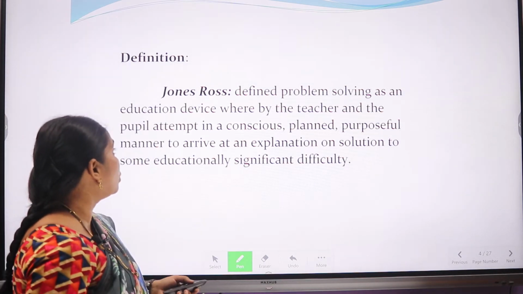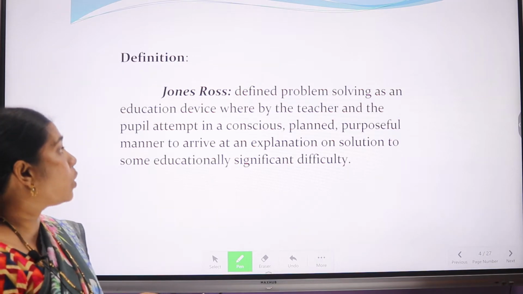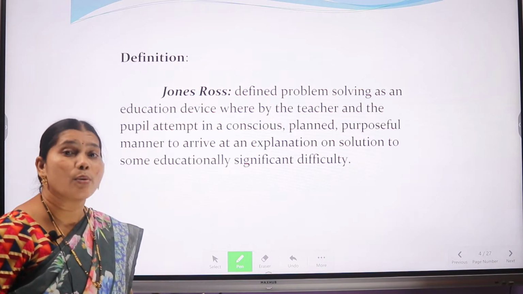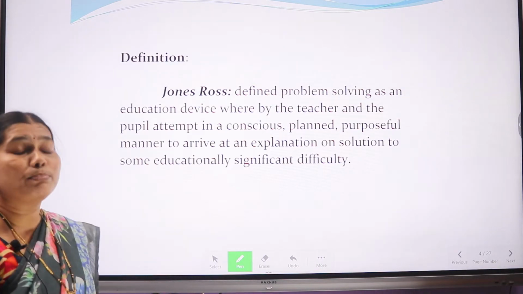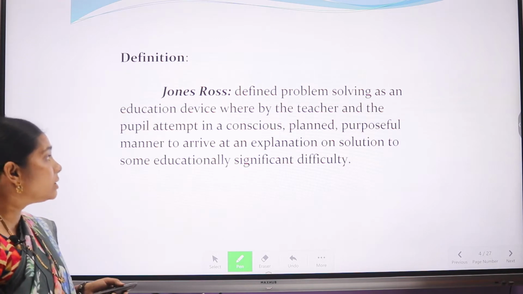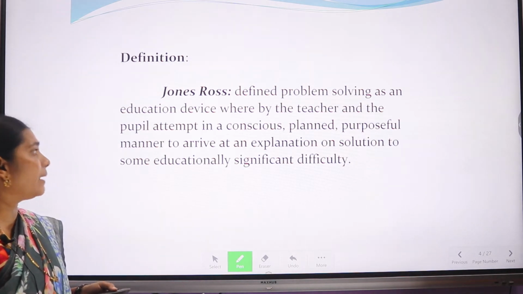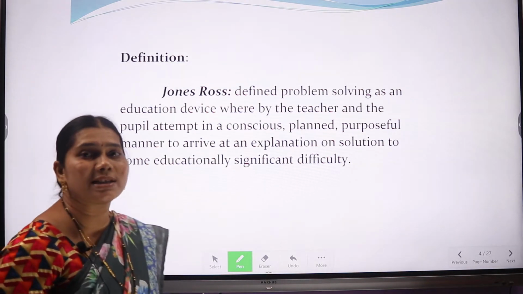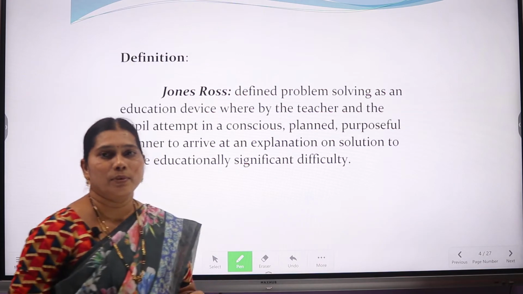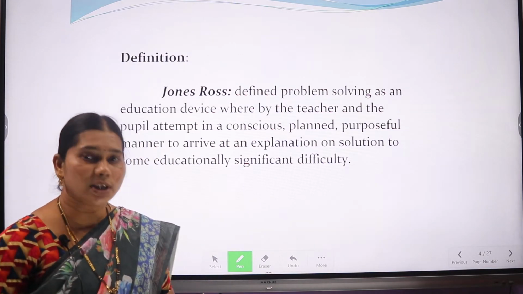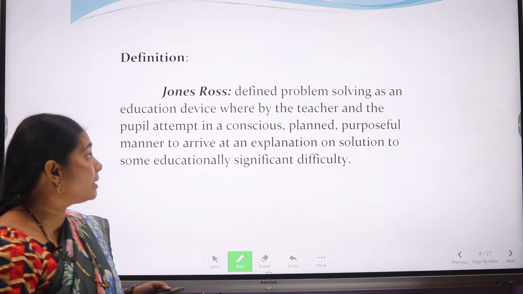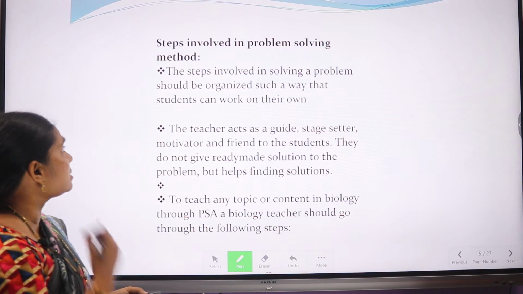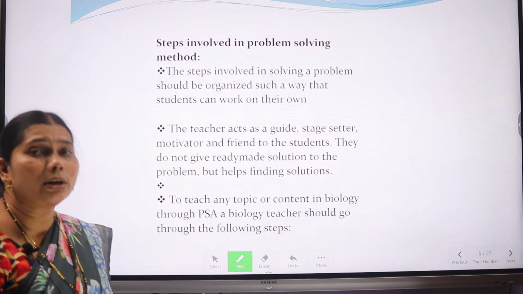According to Jones-Ross, problem solving is defined as an educative device whereby the teacher and the pupil attempt in a conscious, planned, purposeful manner to arrive at an explanation or a solution to some educationally significant difficulty. So this tells us that it is a purposeful activity to solve a problem. Right, let us look into the steps involved in this method.